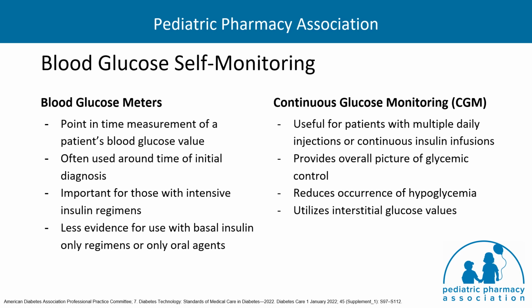The continuous glucose monitoring, however, is useful for patients with multiple daily injections or continuous insulin infusions. This provides an overall picture of glycemic control. It reduces occurrence of hypoglycemia, and it utilizes interstitial glucose values. The interstitial glucose values are determined by the rate of glucose diffusion from the plasma to the interstitial fluid and the rate of glucose uptake by subcutaneous tissue cells.